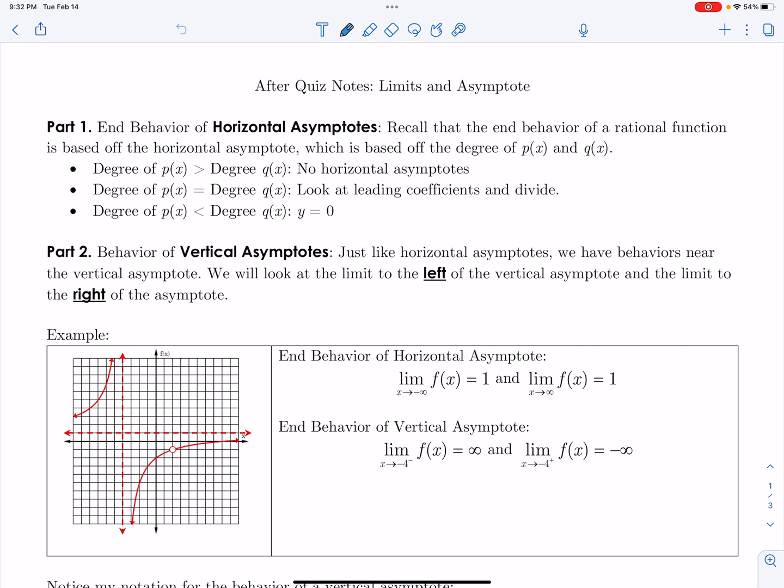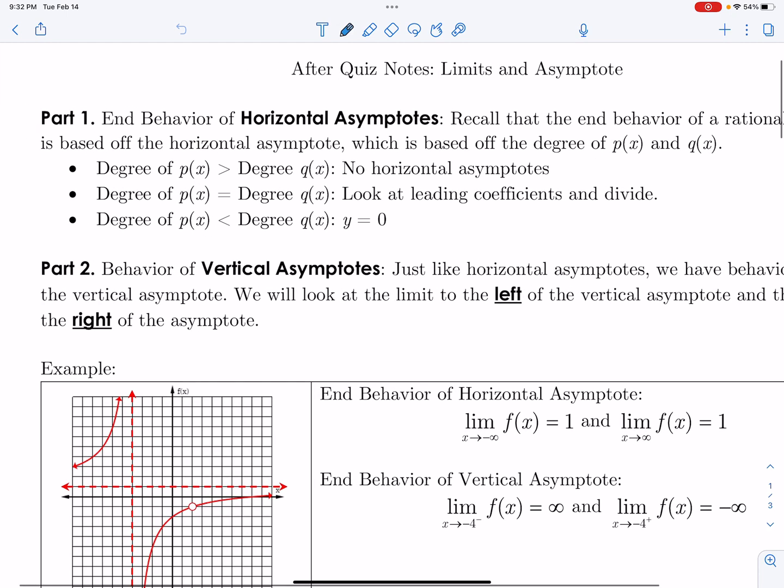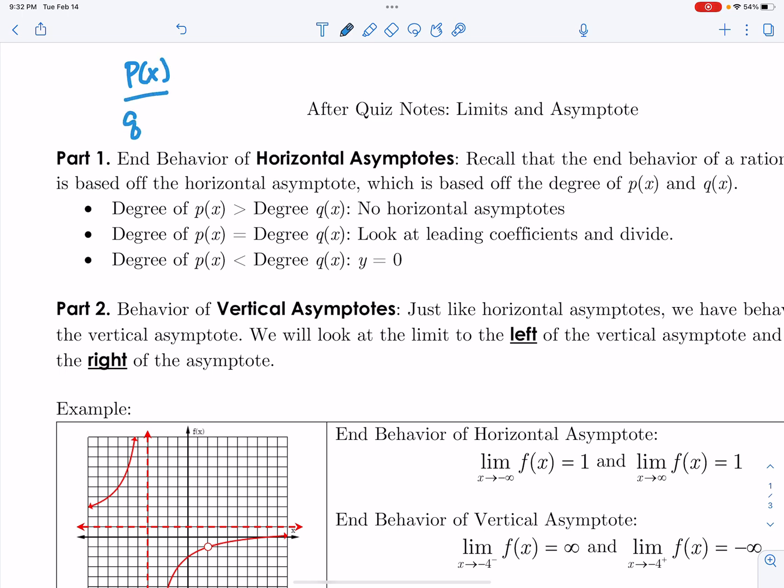But as a reminder from Unit 1 and Math 3, we want to look at the end behavior of horizontal asymptotes. If I have P of x in the numerator and Q of x being the denominator, if the degree of P of x is greater than Q of x, we don't have a horizontal asymptote. Instead, we might have a slant asymptote, and we'll talk about what that is next week. If P of x is equal to Q of x, you want to look at leading coefficients and divide them, and that's going to give us the horizontal asymptote. And if P of x is less than Q of x, then our horizontal asymptote is at y is equal to 0. Those are going to tell us the end behavior as x approaches negative infinity and x approaches positive infinity.